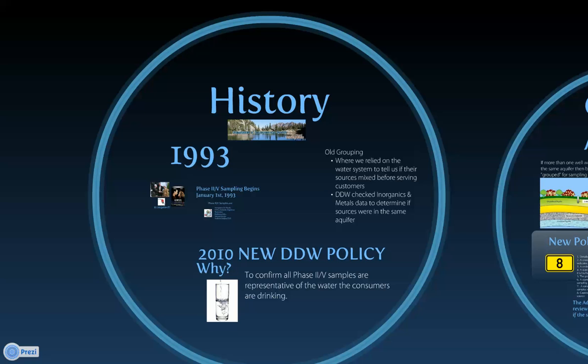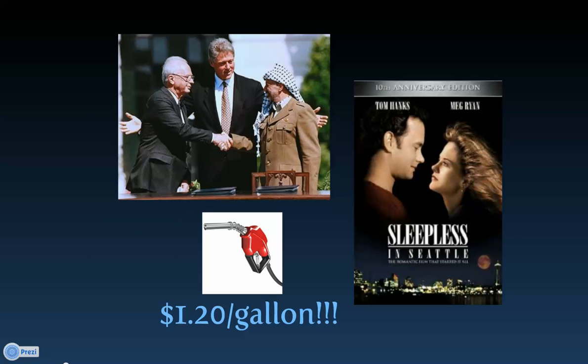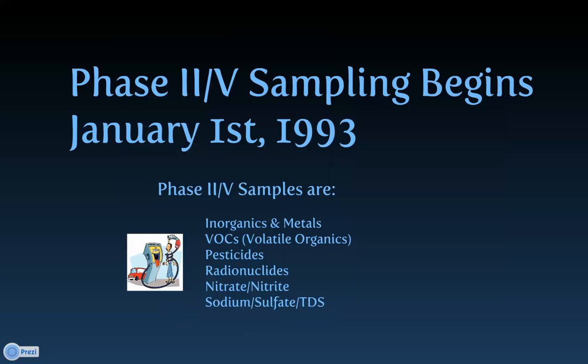So, the history of source groupings. Source groupings started clear back in 1993, and just as a little refresher so that we can all transport ourselves back to 1993, these are some of the interesting things that were going on. My favorite is that gas was so cheap, and I can't really remember anything else from those days. But back in 1993 is when all of this started, and it was the Phase 2, Phase 5 sampling, which started on January 1st, 1993 for all public water systems.